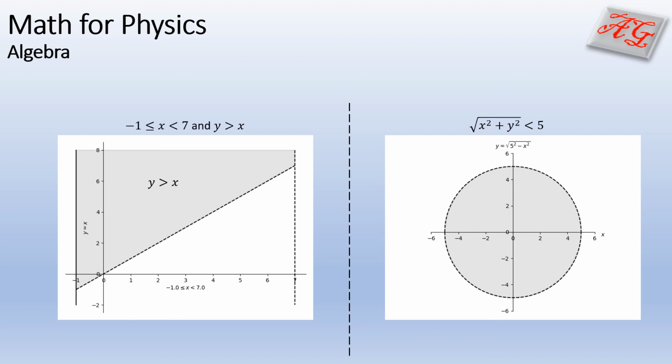Of course, more complicated relations can be expressed, like circular areas that would be represented by the inequality square root of x squared plus y squared is less than 5, where x and y can take any real value. This is represented by the figure on the right. Of course, this can get as complicated as you want.